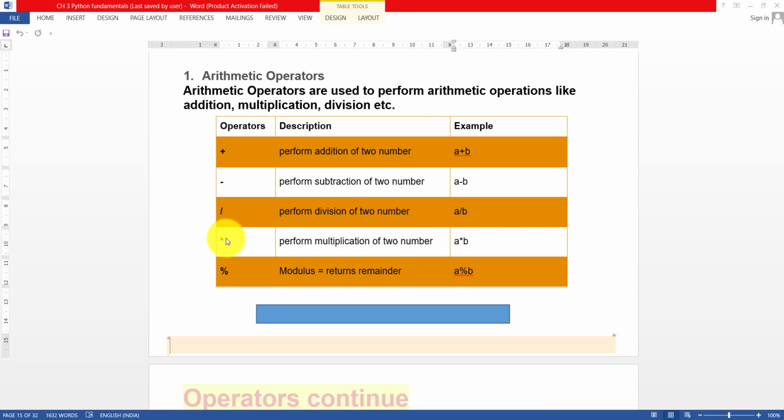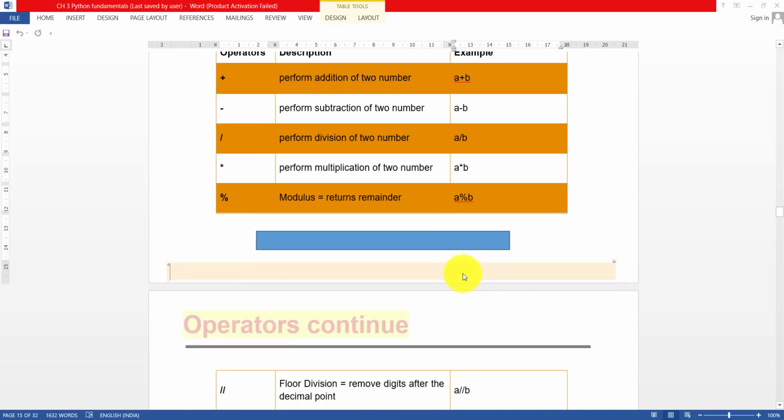Asterisk, this is the multiplication sign. Asterisk will be used for multiplication. It performs the multiplication of two numbers, a into b. Percentage, this is not percentage, this is actually the modulus sign. It returns the remainder, a modulus b. How will we read it? This will be read a modulus b, meaning the value of a will be divided by b, but the answer will be the remainder. Remainder will be the answer. In division, the quotient is the answer.